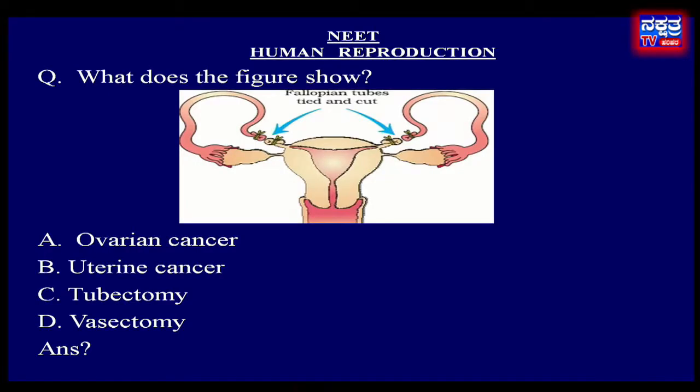In tubectomy, a small part of the fallopian tube is removed or tied up through a small incision in the abdomen or through vagina. Therefore, in the given option C, that is the tubectomy, is the right answer.